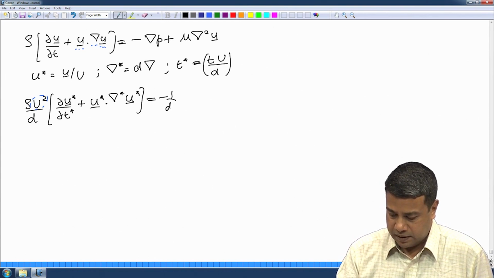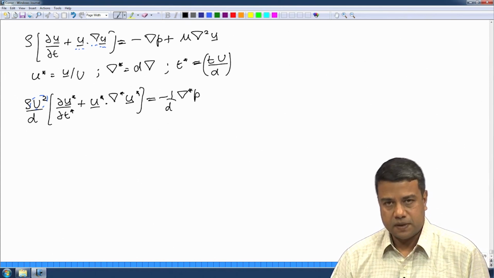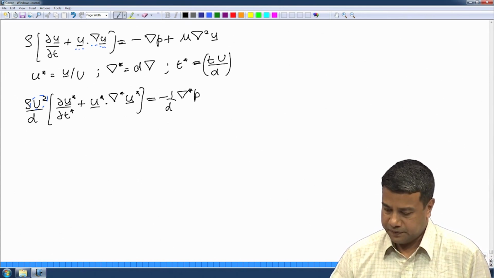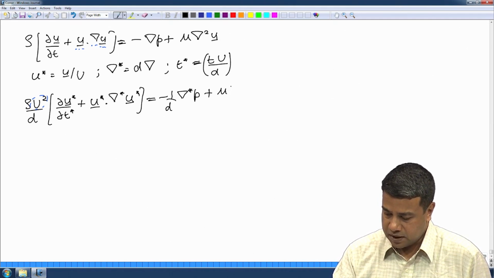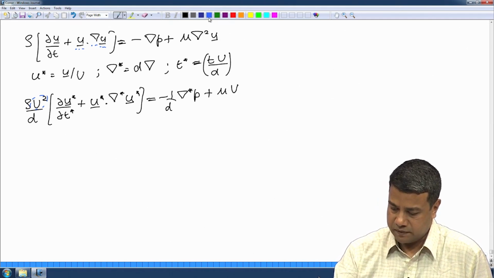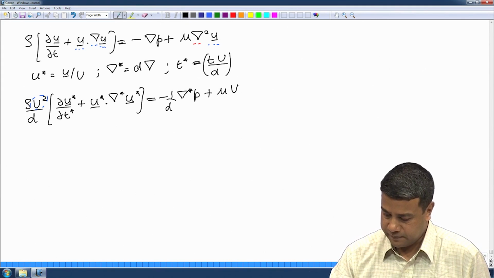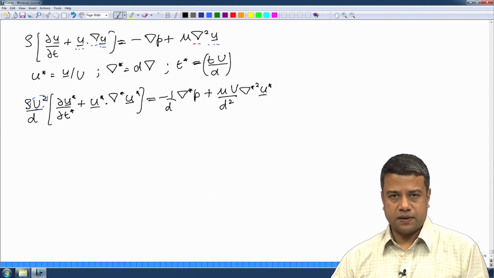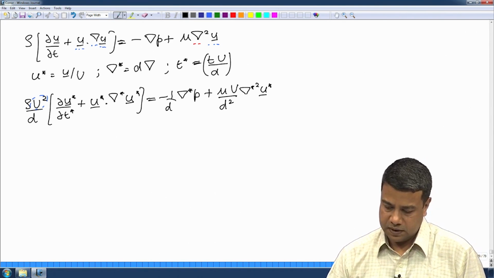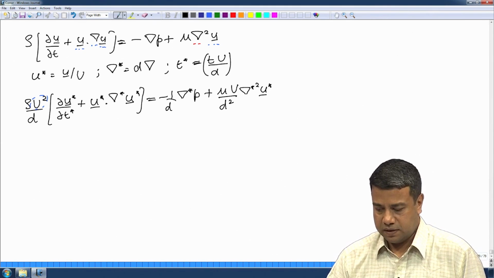Minus 1 over d grad P. I have not yet scaled the pressure. I will do that shortly. And on the right side I have mu, I have one factor of velocity, and there are two gradients. So, that gives me a 1 over d square. So, that is the scaled equation.